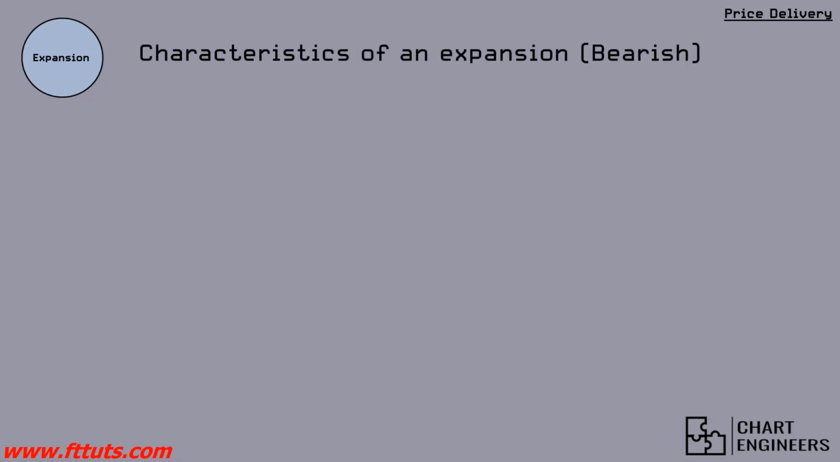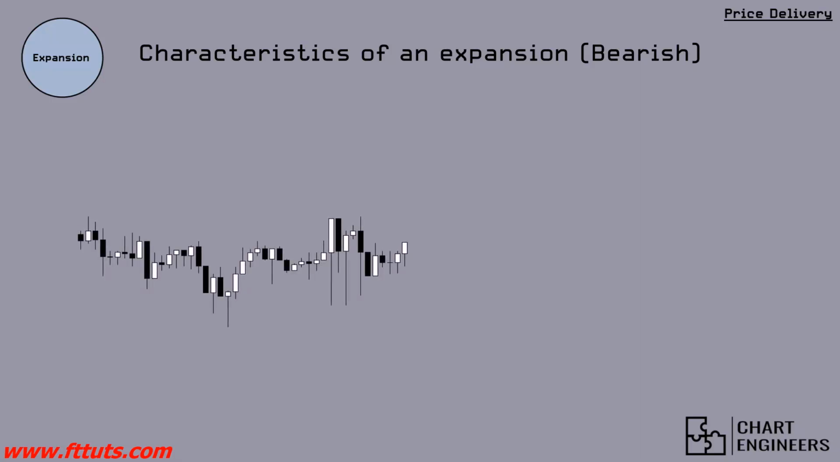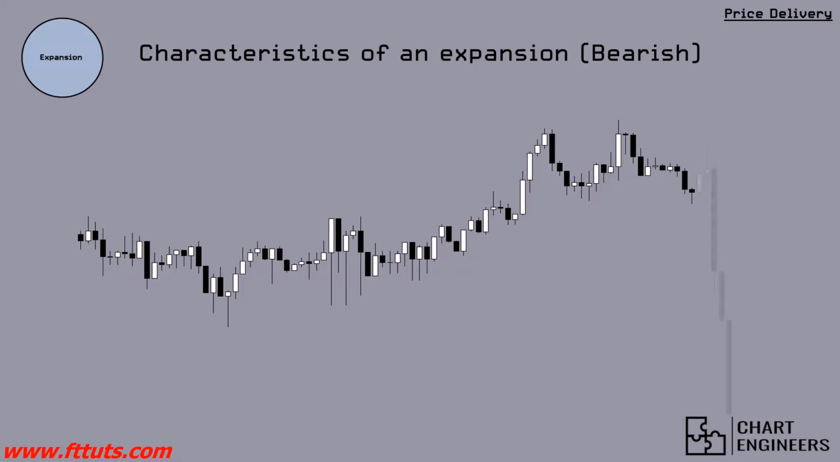The characteristics of an expansion in a bearish scenario. Again, we need a consolidation to happen beforehand, and now you can see how price is consolidating, and all of a sudden you see that price is expanding lower, which indicates that smart money is moving price to a lower level.